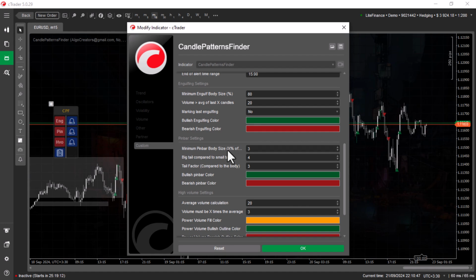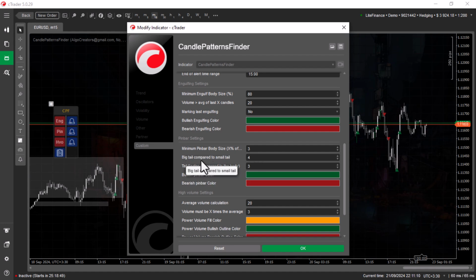In the pin bar section, there are three important options for filtering pin bar candles. 1. Minimum pin bar body size. This allows you to set the minimum body size of a pin bar candle as a percentage of the total candle size. By default, it's set to 3%. This helps avoid detecting doji candles.